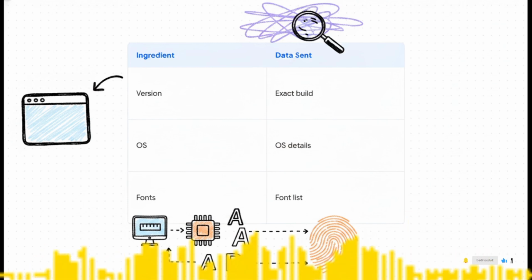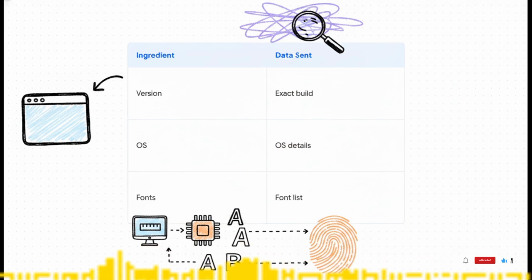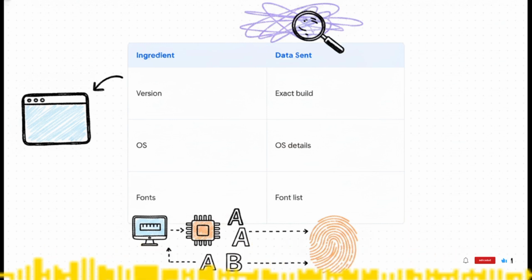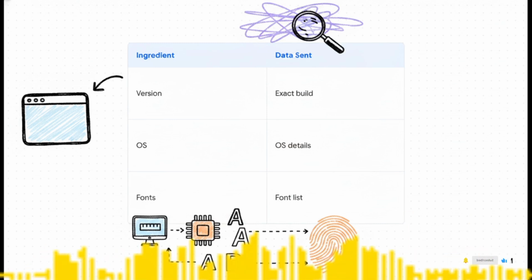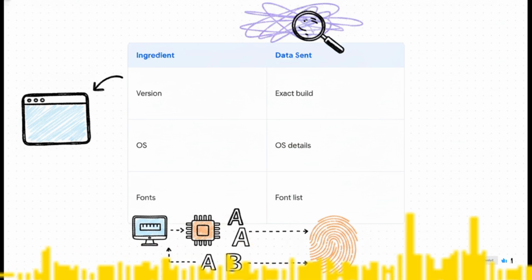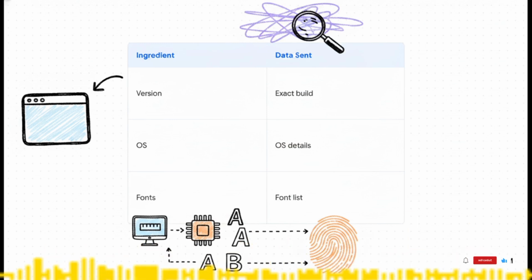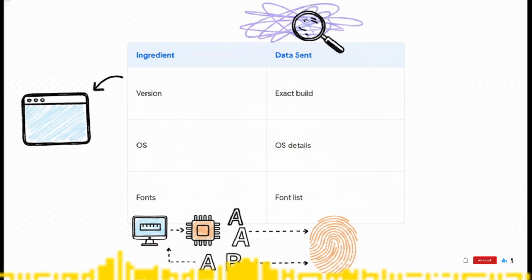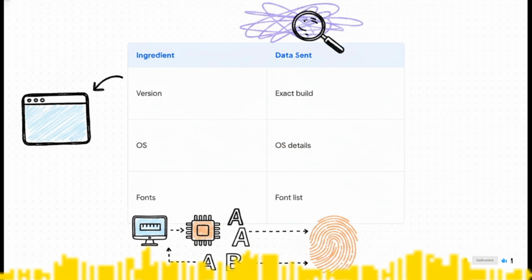Every single time you load a website, your browser willingly and automatically hands over this highly specific combination of technical ingredients. We're talking your exact browser build number, your specific operating system details, your exact screen monitor dimensions, and get this, even a complete list of every single font installed on your system. It sounds crazy, but this isn't hacking. This is literally just how the web works. But when you put it all together, these data points create a signature that is completely unique to your exact device.